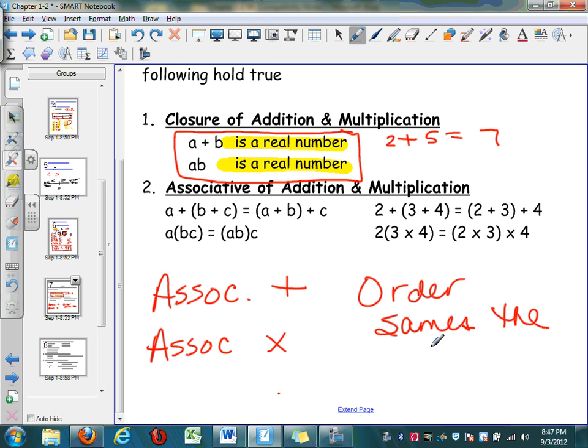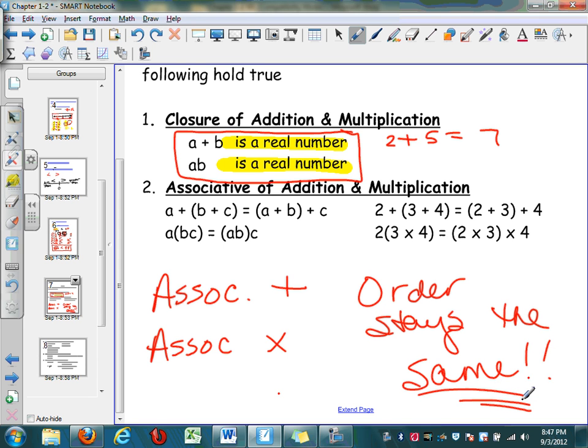This is so important. Order stays the same. Very, very important.